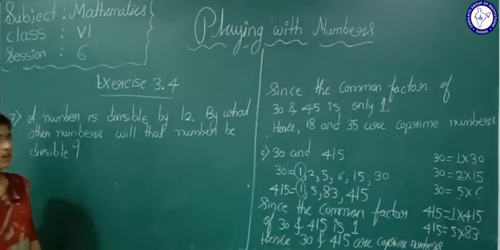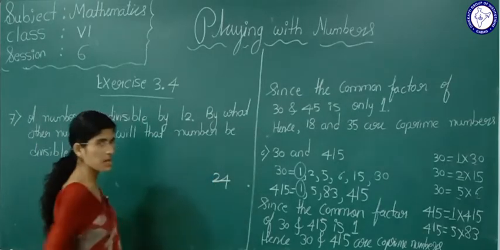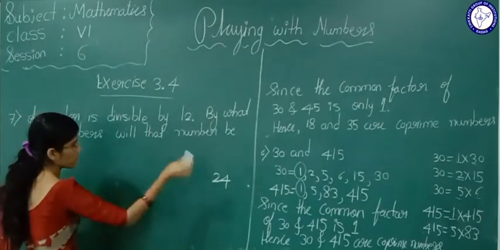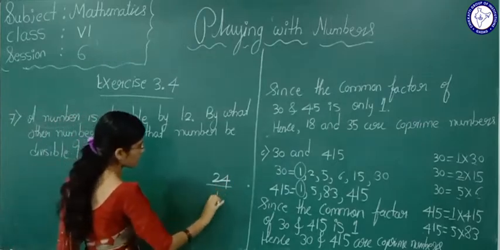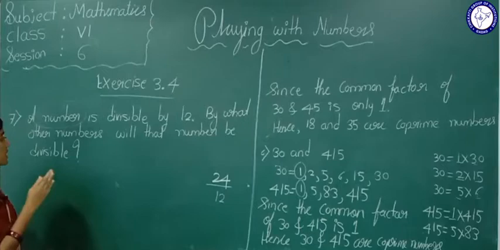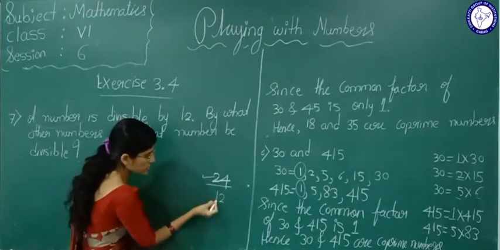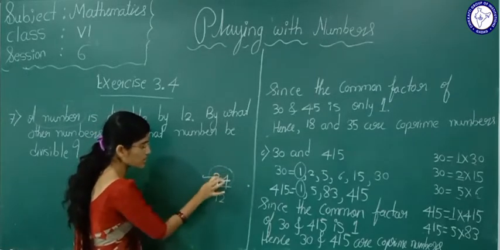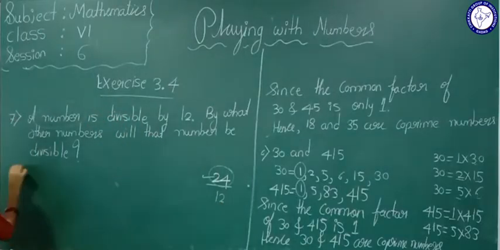Now see here, take 24 only. Just I am giving an example. Think the number here is 24. This 24 is divisible by 12. By what other numbers will that number be divisible? They are asking by what other number this number will be divisible. Now see here, see a solution.